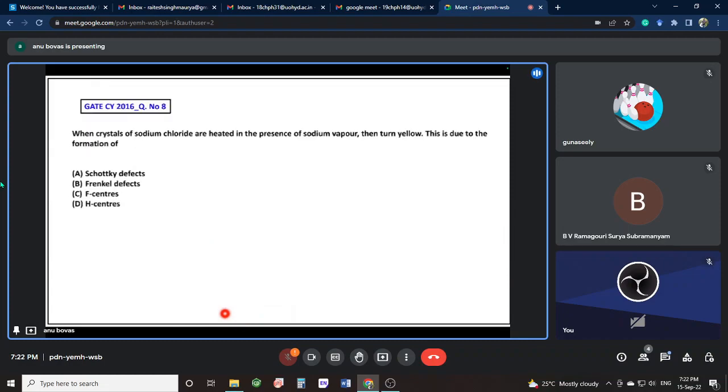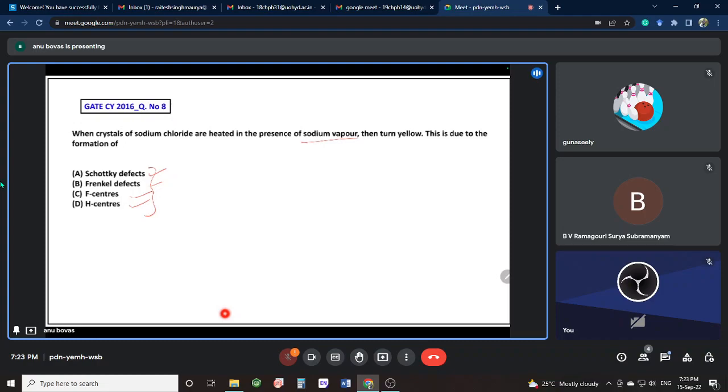This question was asked in GATE Chemistry 2016, question number 8. When crystals of sodium chloride are heated in the presence of sodium vapor, they turn yellow. This is due to the formation of. So, 4 options are given: Schottky defects, Frenkel defects, F centers, and H centers. We have to find out what will happen when sodium chloride is heated in the presence of sodium vapor. Why it is turning yellow in color.